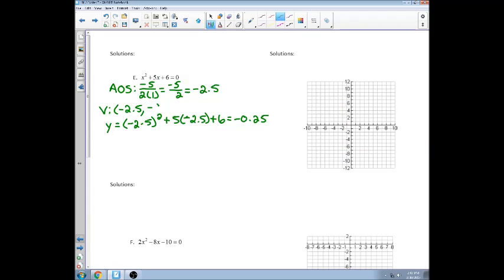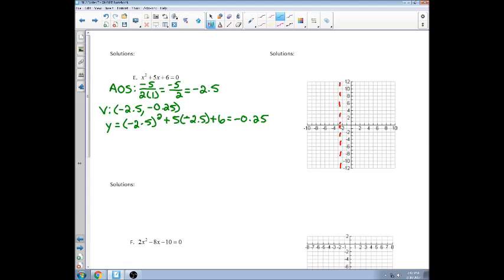So this would be negative 0.25. That means my vertex is at negative 2.5. So I start at 0, 0, move left 2.5, and then down 1/4. So it'll be somewhere in that area. You're not going to make it perfect at this point, so just do your best. Also, my axis of symmetry needs to go the vertical line right where my vertex is.